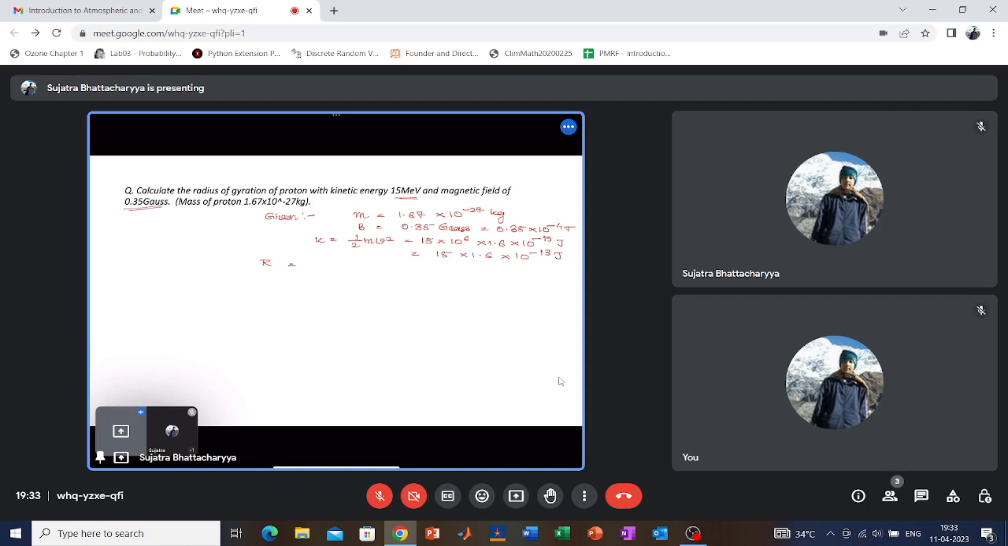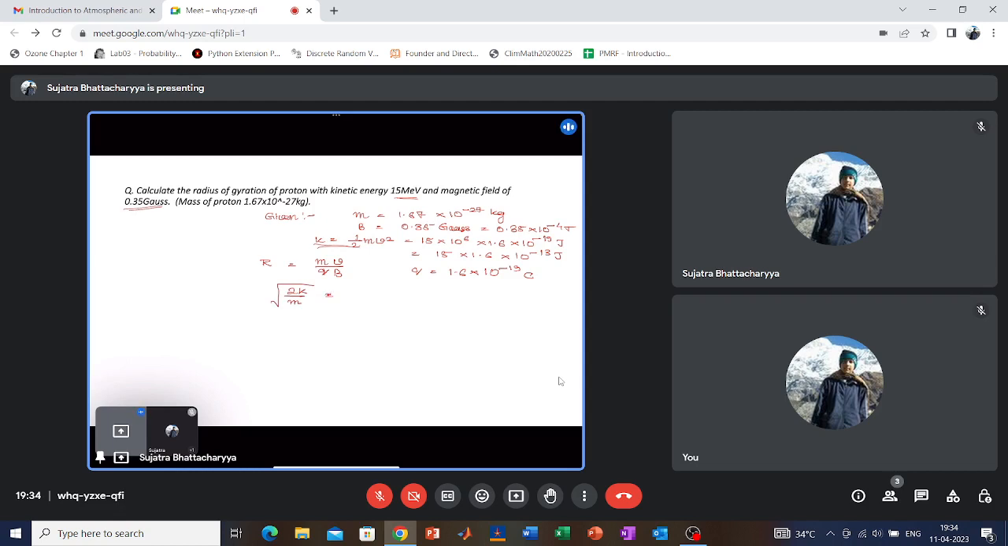What is the expression? R is mv divided by qB. I know the charge of the proton, so q is 1.6 into 10 to the power minus 19 coulombs. So I know q, I know m, I know B. Now what about v? v can be found out from this kinetic energy. So let's find out v. It will be root of 2K by m, isn't it?